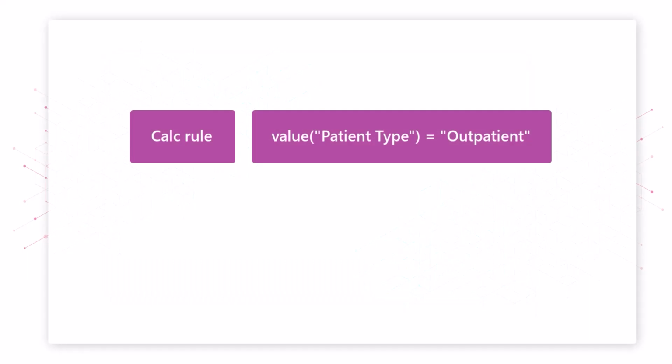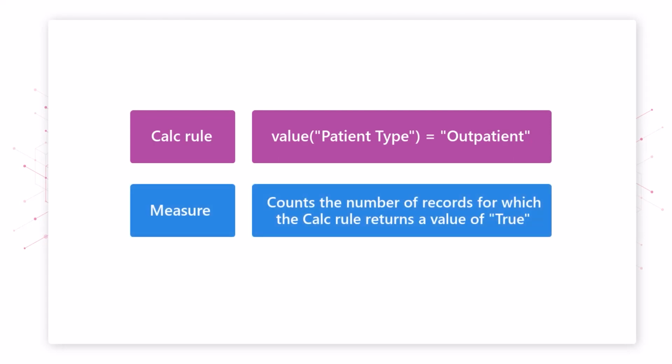The calc rule we're building for our measure will identify the outpatient records in the dataset using this expression. The measure looks at the calc rule and counts the number of records for which the calc rule returns a value of true.